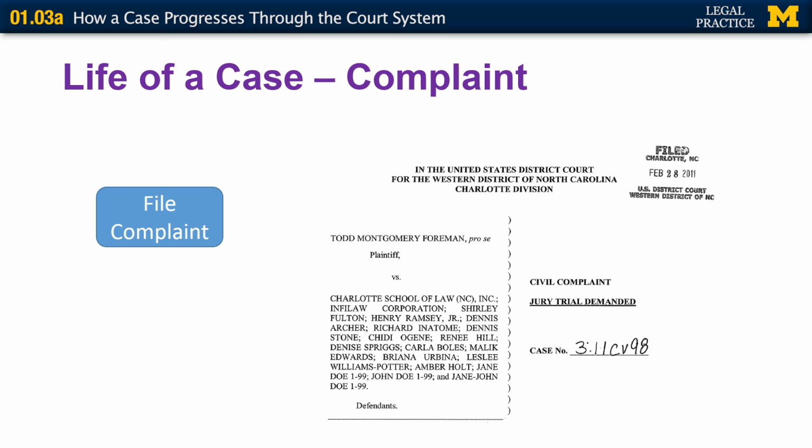A civil case starts with a complaint. The complaint is filed by the plaintiff, the person who's bringing the suit, and briefly describes the factual situation and lists the legal claims that the plaintiff is asserting. A complaint will also include information that helps the court understand that it has jurisdiction over both the parties in the case as well as the legal claims in the case.